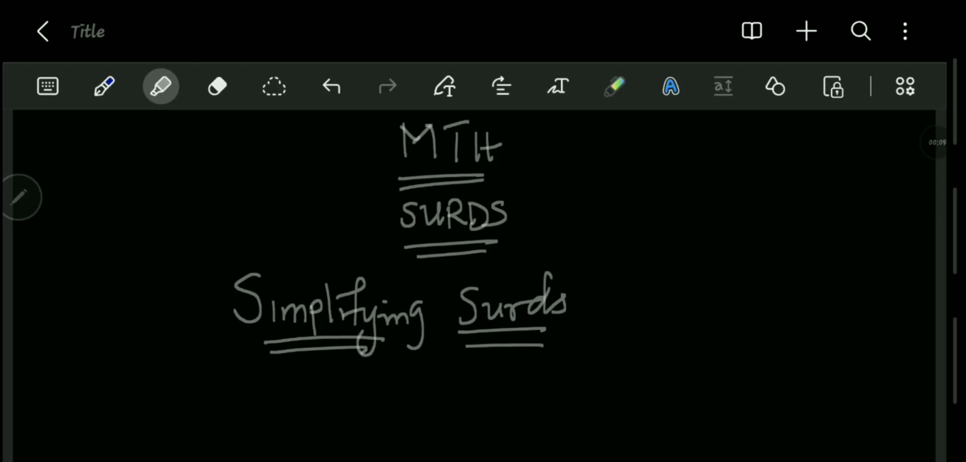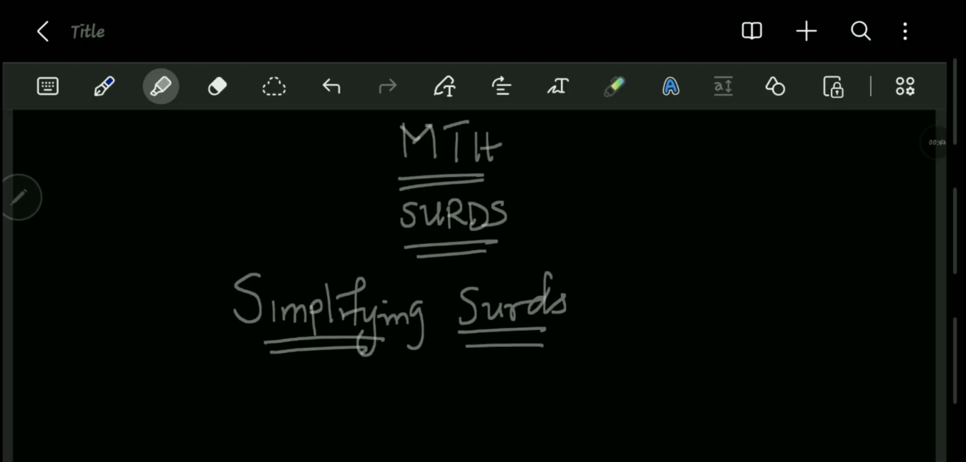In today's lecture, we are going to be discussing the concept of simplifying surds. In our last video, we discussed an introduction to surds, and we said a surd is the square root of a number that is not a perfect square. And we also established that a surd is an irrational number, meaning that it has lots of decimal numbers after the point.